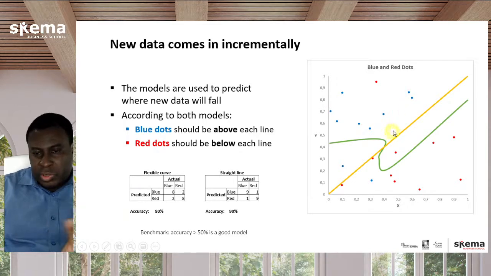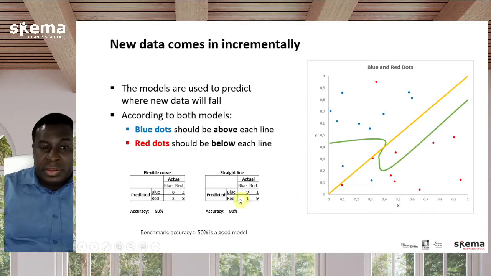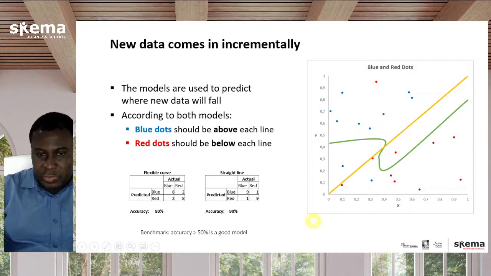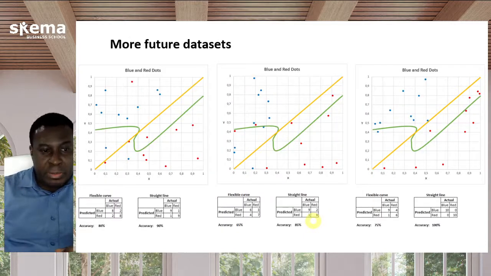So that's, we're just simulating 20 at a time. And so we have for next month, with 20 simulations, the flexible curve only got 80% accuracy and a straight line only 90%. Well, 90%, which is better than 80%. And so even though the flexible curve did perfectly on the original data, on the subsequent data, the straight line actually did better. So I went ahead and redid this simulation of 20 random dots a number of times.